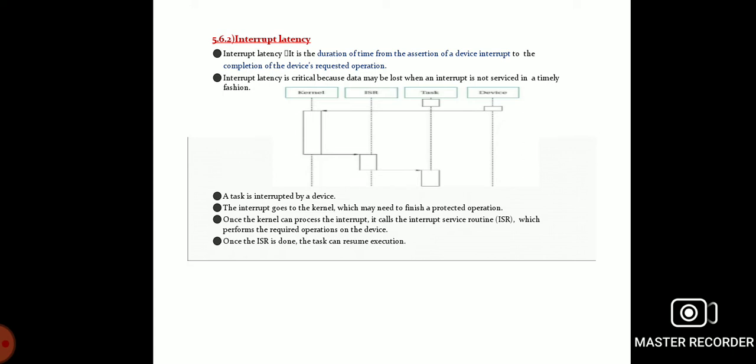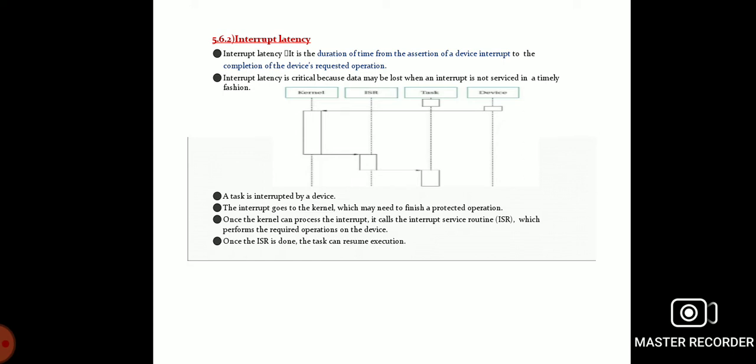A task is interrupted by a device. The interrupt goes to the kernel, which may need to finish protected operations. Once the kernel can process the interrupt, it calls the interrupt service routine, which performs the required operation on the device. Once the ISR is done, the task can resume its execution.